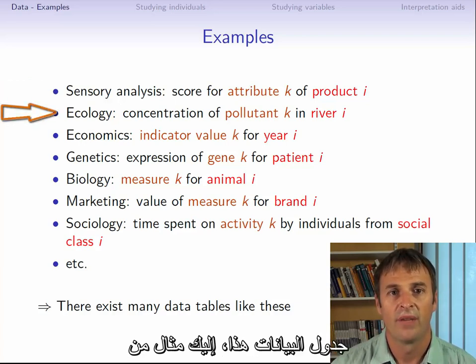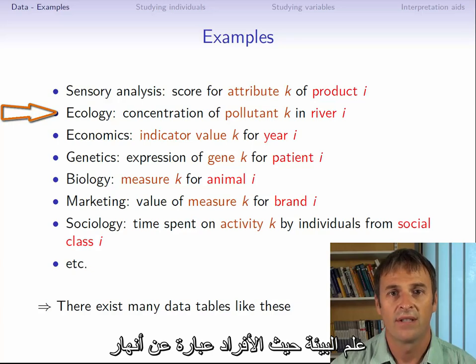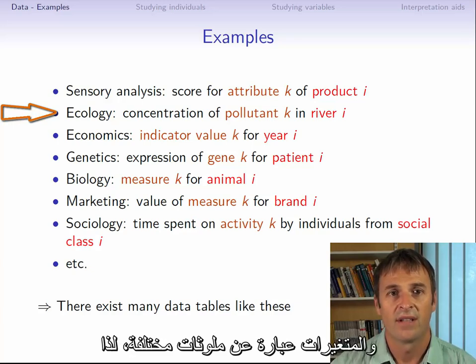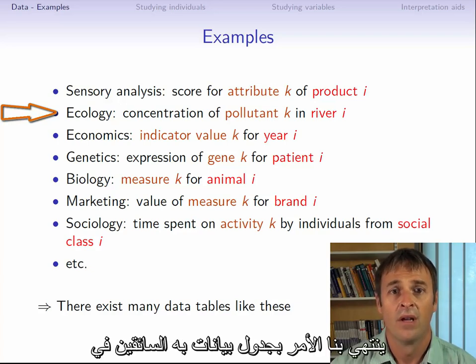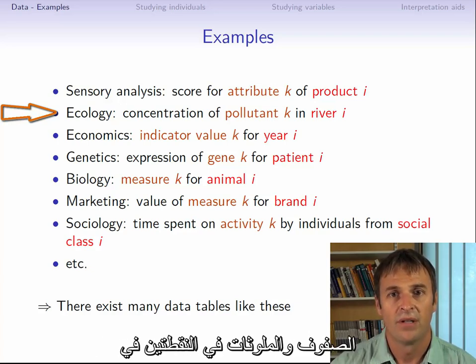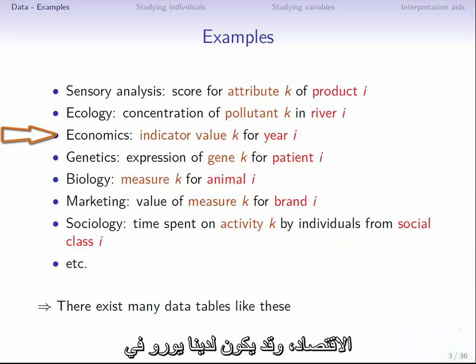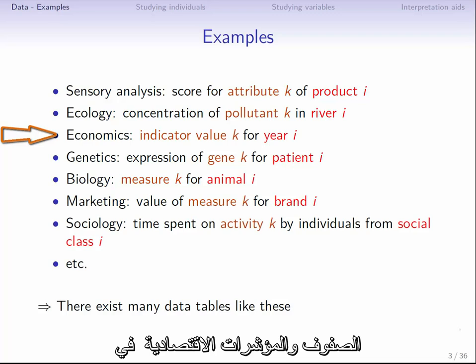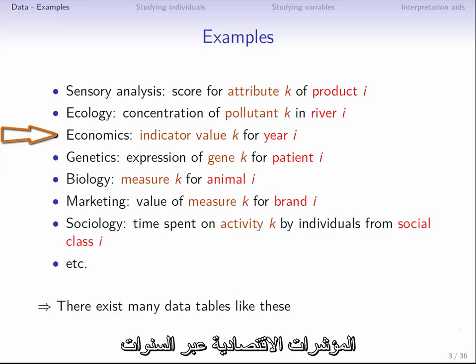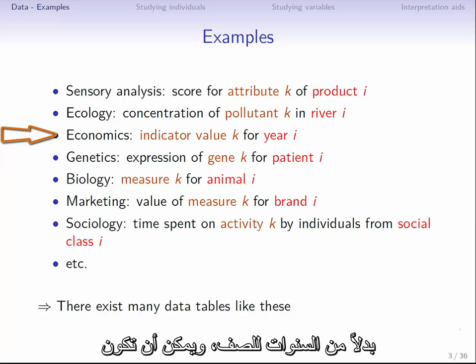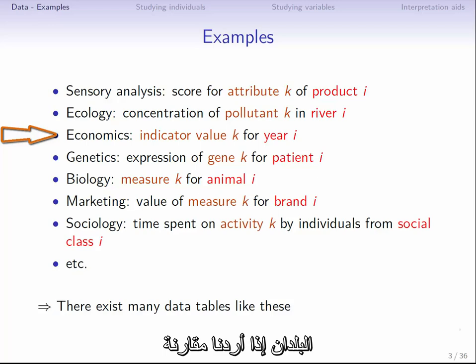Here is an example from ecology where individuals are rivers and variables are different pollutants. So we end up with a data table with rivers in rows and pollutants in the columns. In economics, we might have years in the rows and economic indicators in the columns. We can then track the evolution of economic indicators through the years. Instead of years for rows, it could be countries if we want to compare the economic situation of several countries.